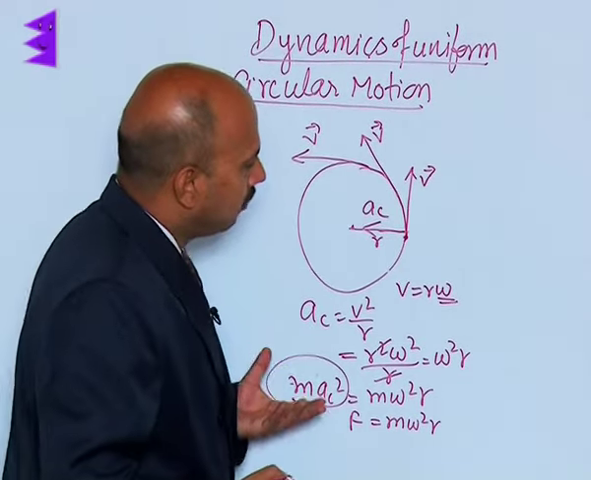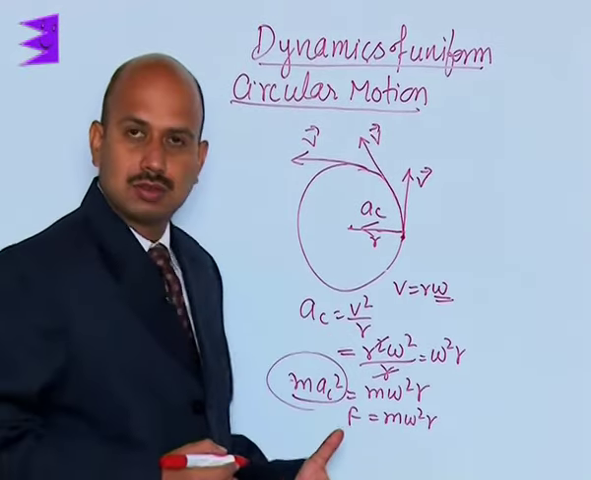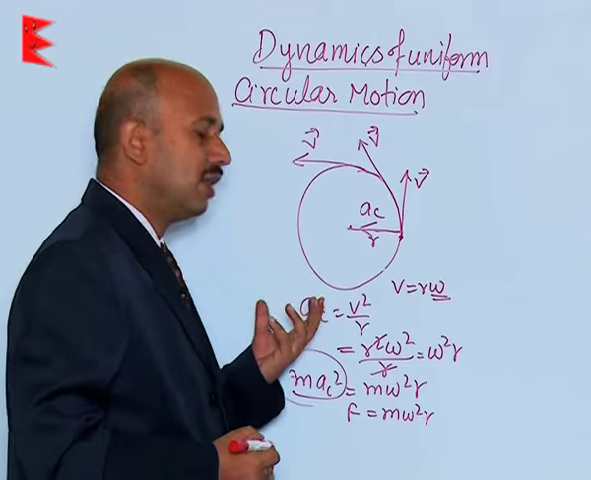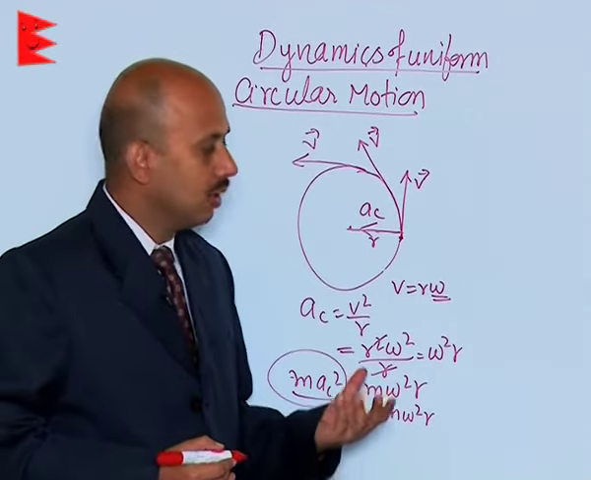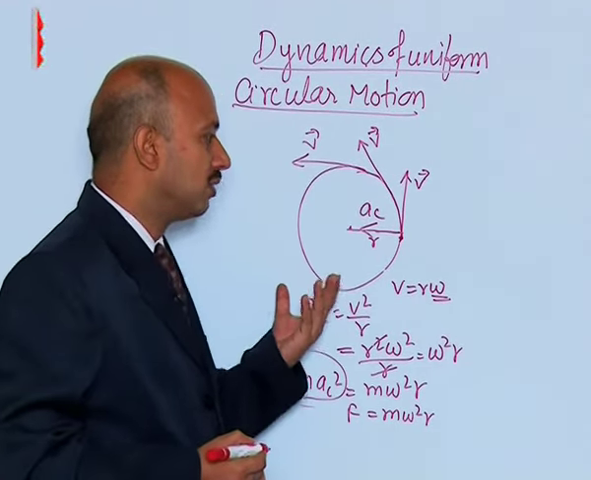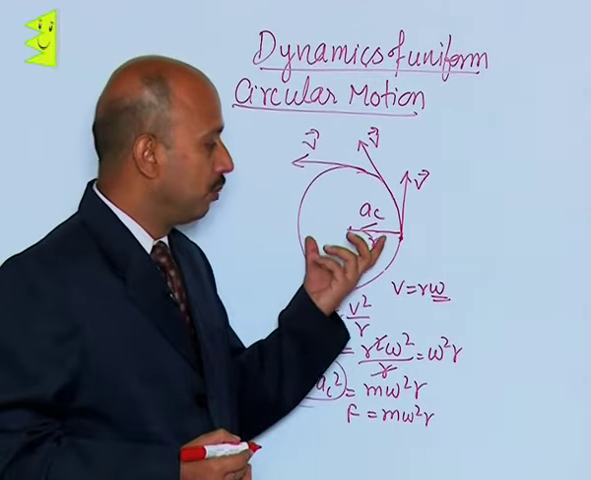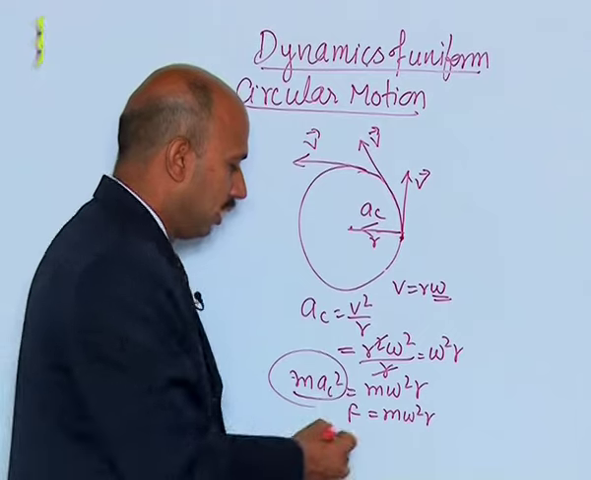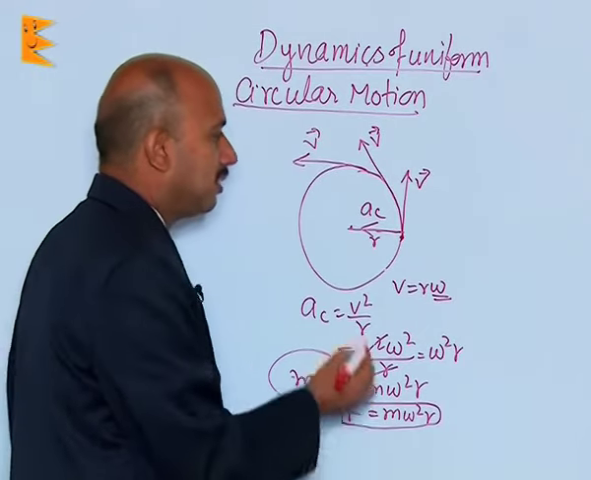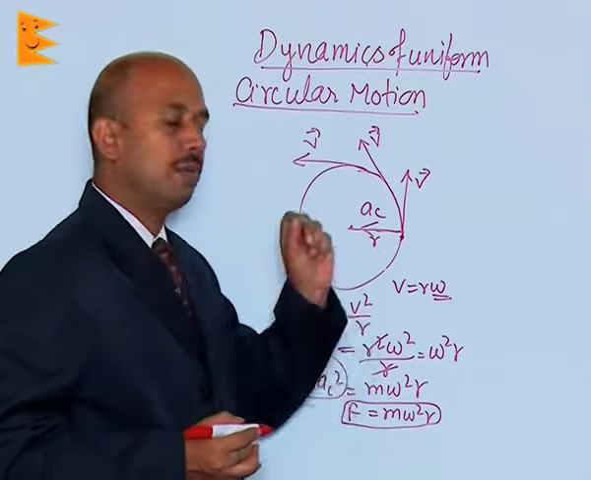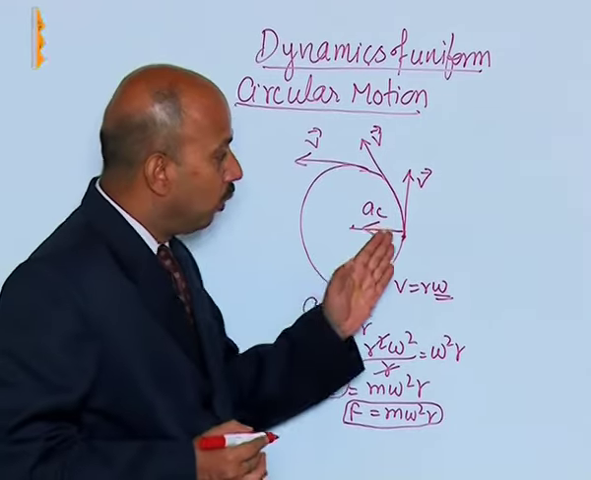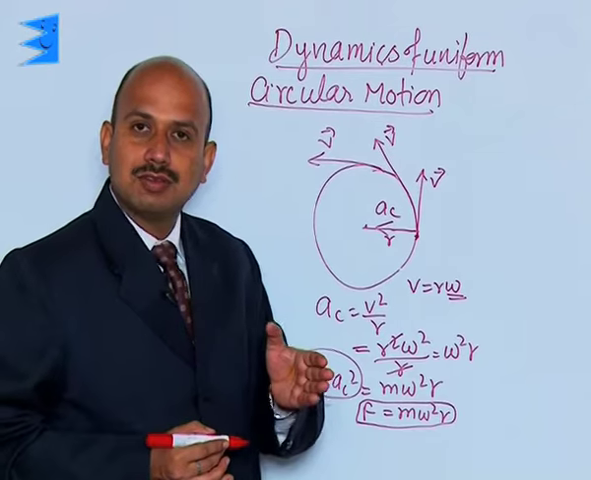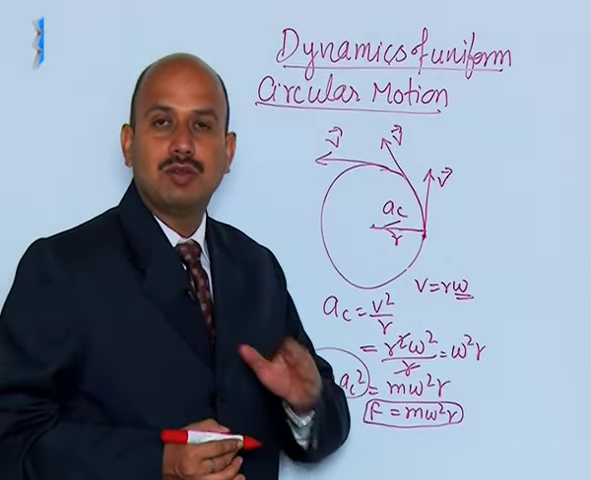So, when the body moves in a circular path with uniform speed, it has acceleration towards the center, that is called centripetal acceleration, and it experiences a force toward the center, or the force required to maintain the circular motion, that is called centripetal force. Its formula is this. But see here, when the body is moving in a circular path, it has a tendency to go in a straight line.